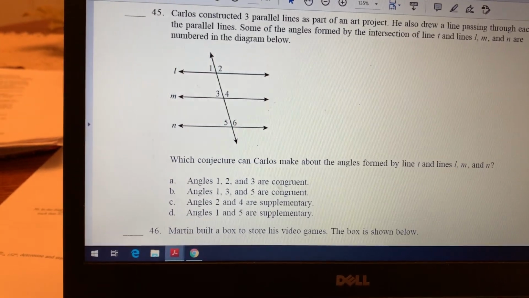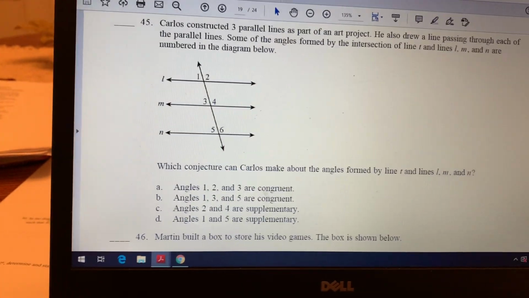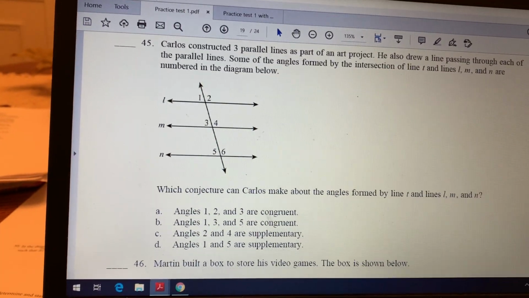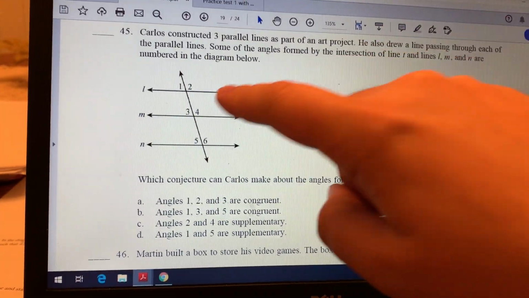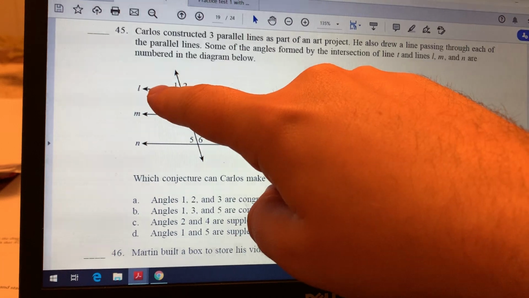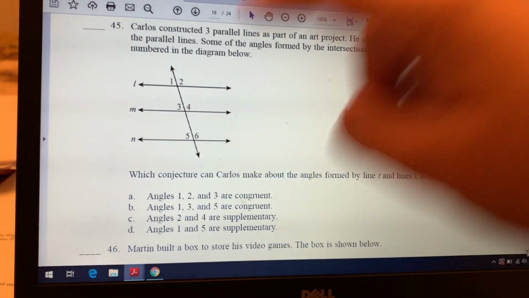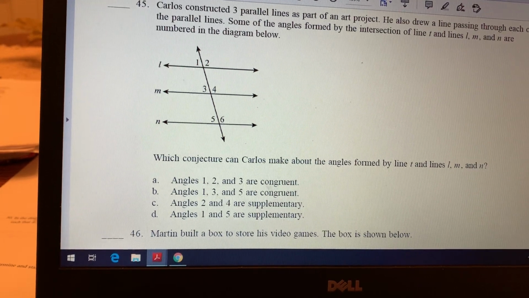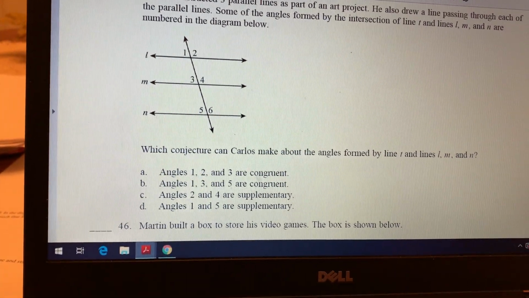A says angles 1, 2, and 3 are congruent. Well, obviously 1 and 2 are not. They're a linear pair. 1, 3, and 5 are congruent. They're all 3 in the upper left-hand angle of the intersections. So that seems to be the correct answer. Let's just check the other 2 real quick.